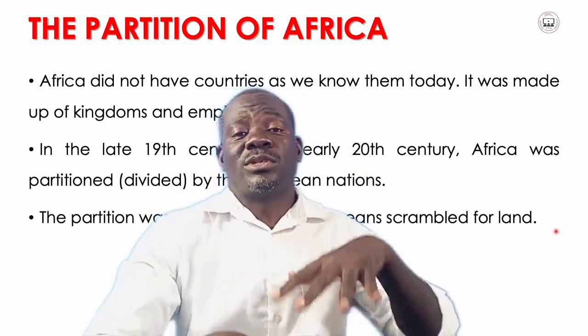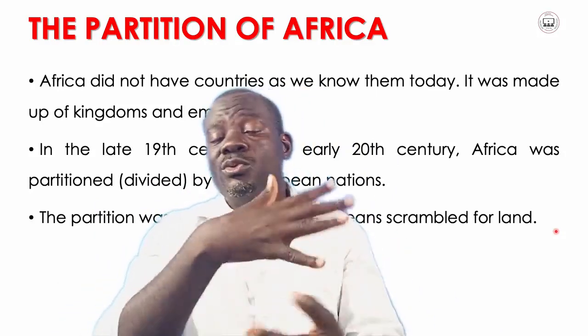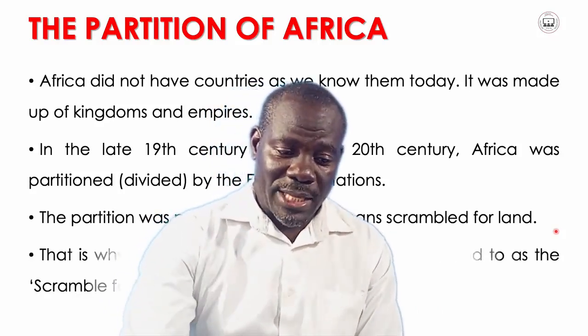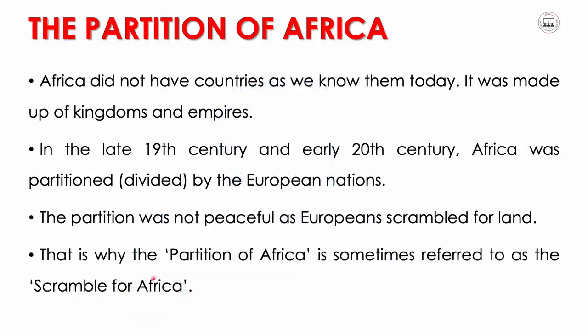So there was what was called a scramble. They could scramble for land. That is why the partition of Africa is sometimes referred to as the scramble for Africa. Here we are saying that another name for the partition of Africa is the scramble for Africa.